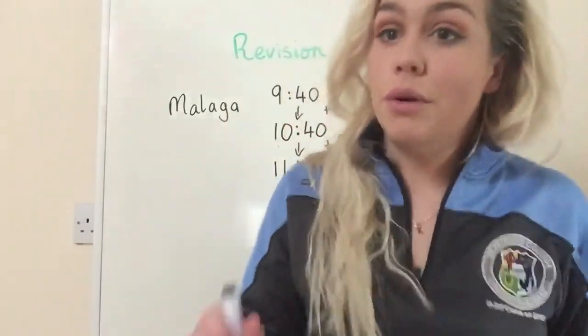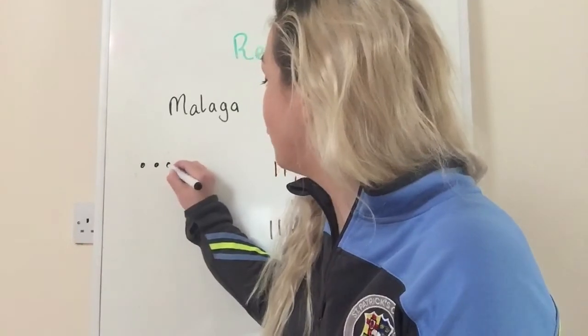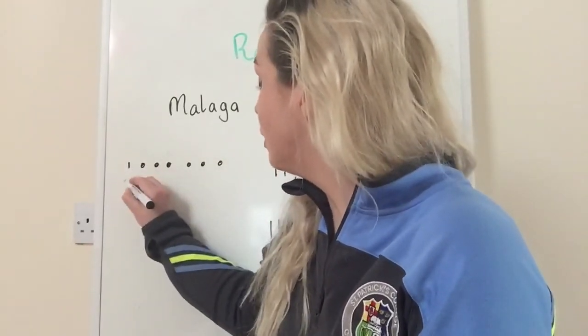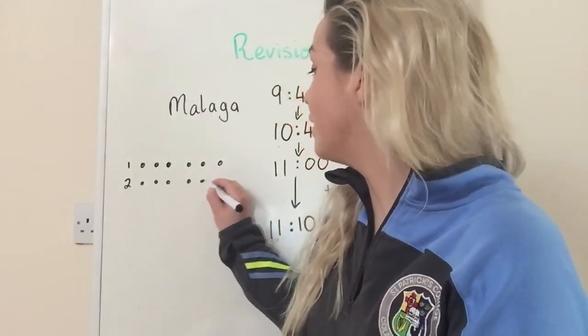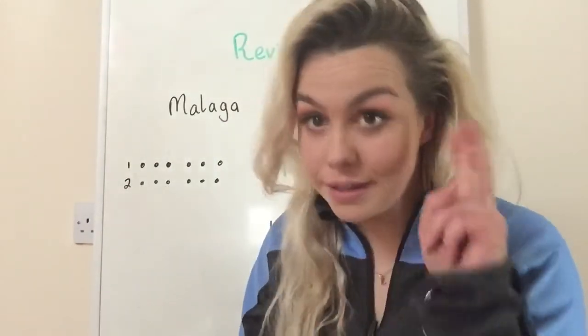Okay, so I have one row of 6. 1, 2, 3, 4, 5, 6. So that's row 1, and row 2, 1, 2, 3, 4, 5, 6. And I keep going until I have 12 rows of 6. And then you just count up all the dots or the seats.